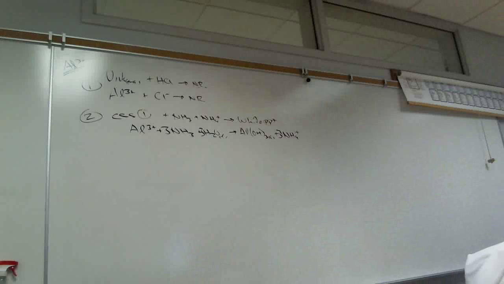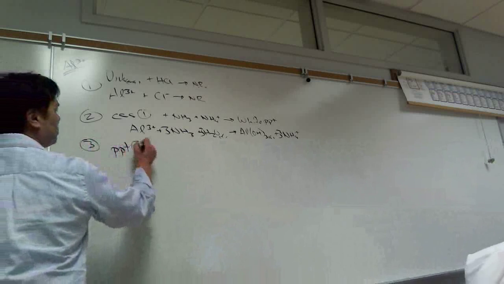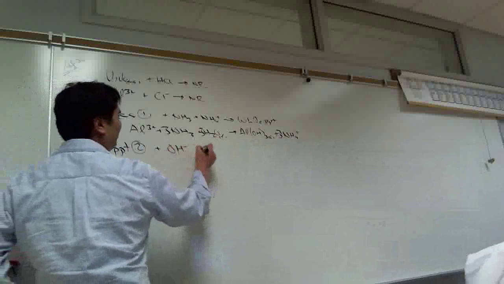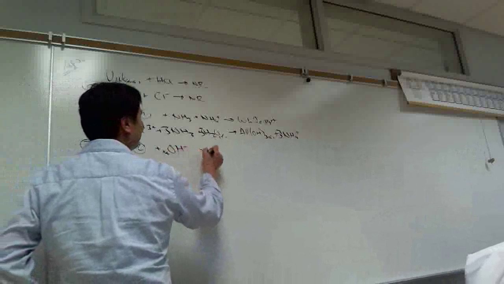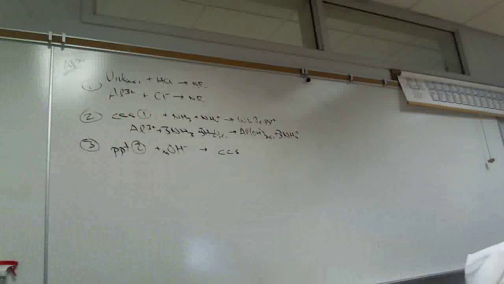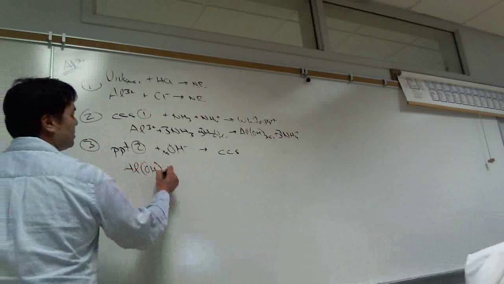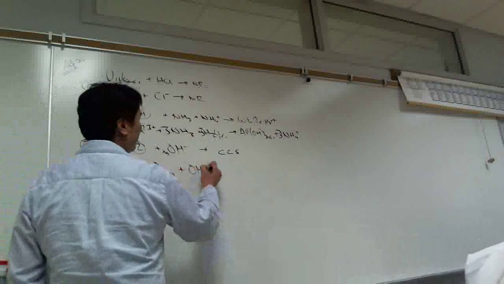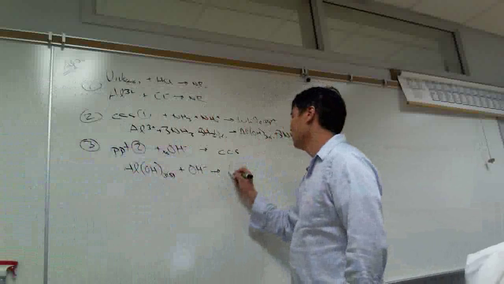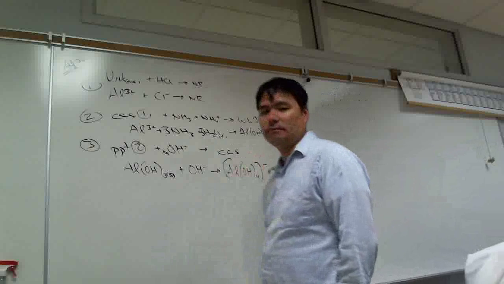Then we subject this PPT, which is kind of white or colorless, to excess sodium hydroxide. So 3, we'll take the PPT from number 2 plus hydroxide. And what this does is it dissolves the PPT, and we end up with a CCS. You know, the solution might not be colored, but that's what we should get with aluminum. So the reaction here is that the aluminum hydroxide gets attacked by hydroxide as a ligand, and we form a complex, which is tetrahydroxyaluminate 3.